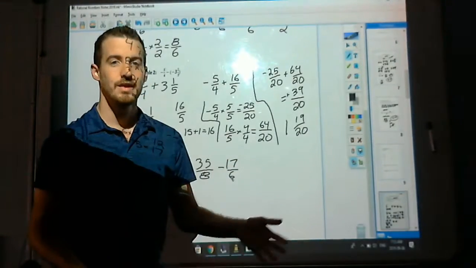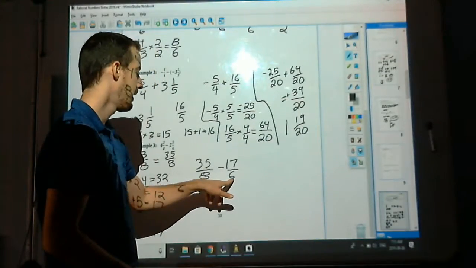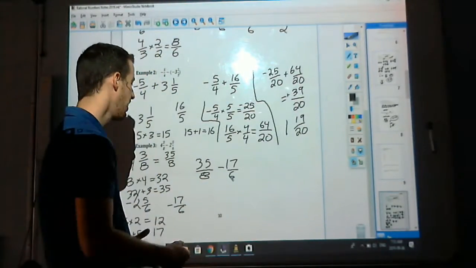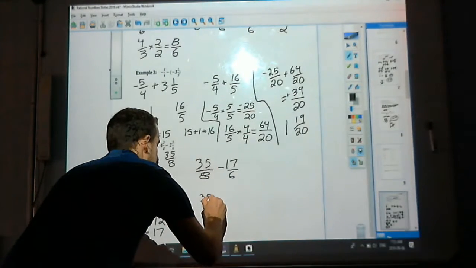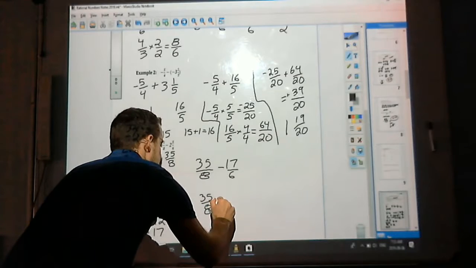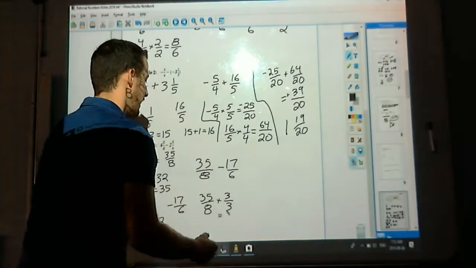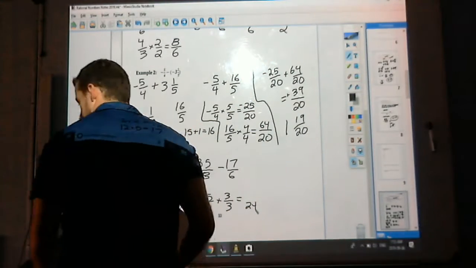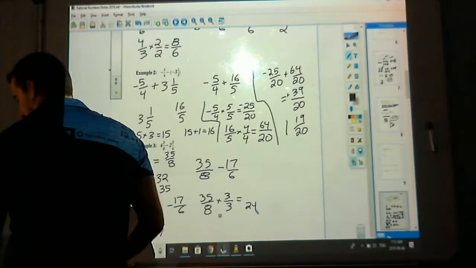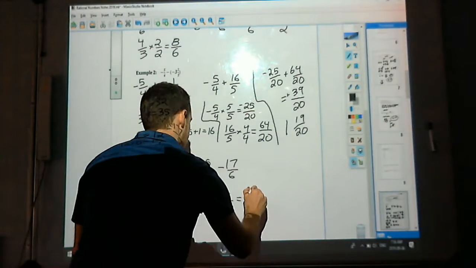Okay, so what's the next step here? Finding a common denominator. So 8 and 6 have 24 in common, so now we need to do a little more work. So 35 eighths times 3 over 3. Okay, and that's going to get us to where we need to be. So 24, and 35 times 3 is 105.